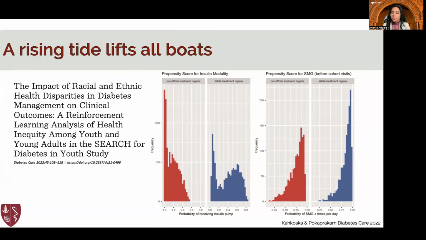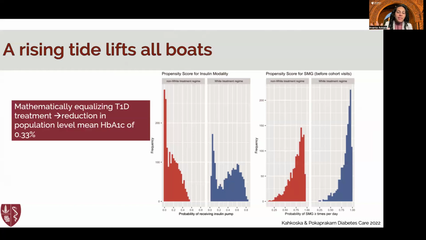And they found that generally speaking, the probability of checking your blood sugar, the expected number of times, that distribution was equal. The ends are different, so that's why the peak is higher, but the overall distribution is about the same. And when they modeled this out and said, hey, what if we made sure that the kids colored in red got insulin pumps just like to match the probability of the kids who are in blue, they found that actually there was a population level mean reduction of A1C by 0.33.